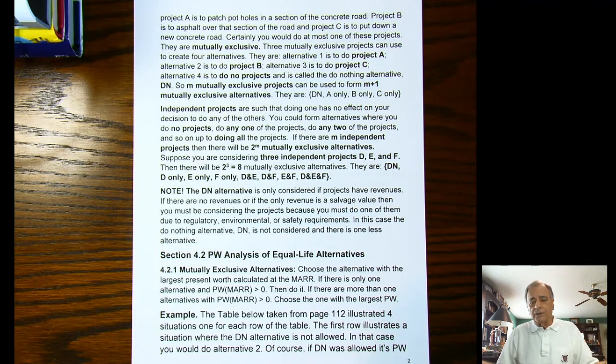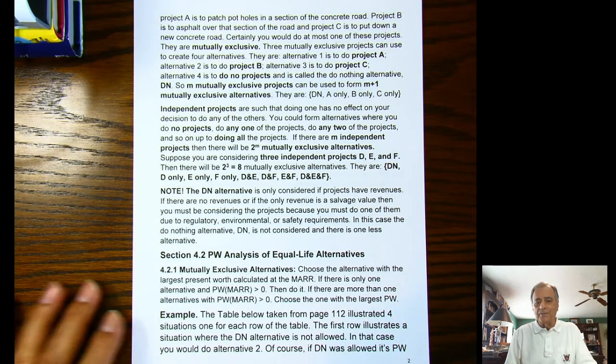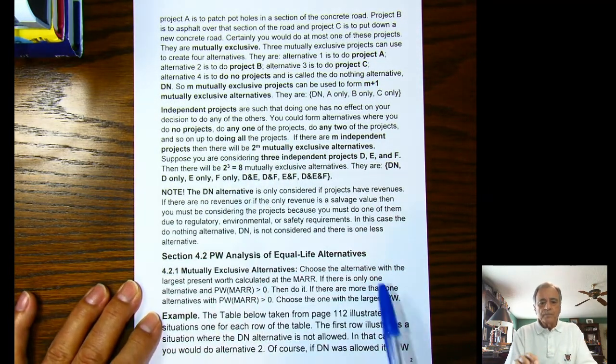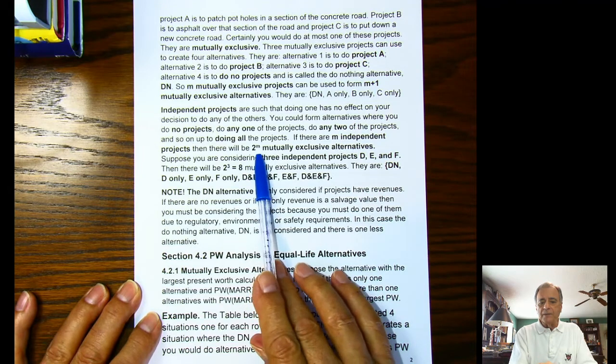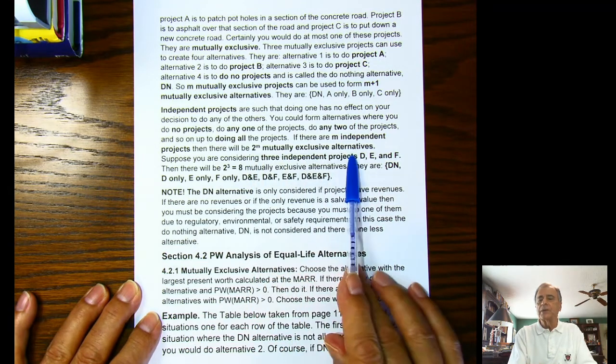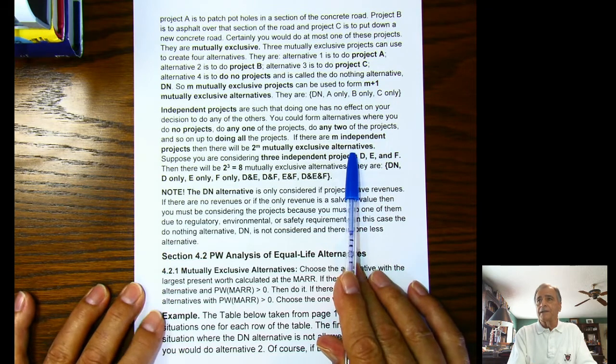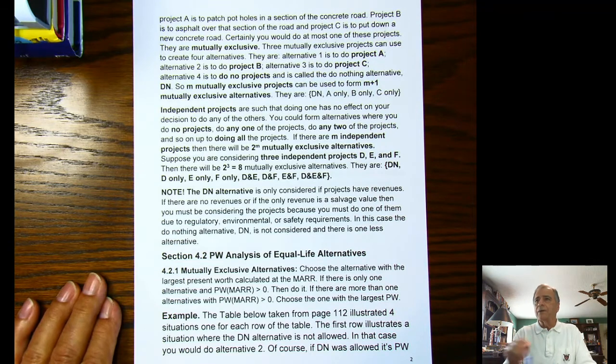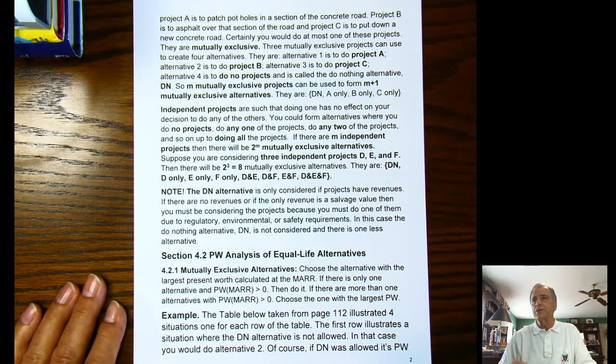Or you could do all 3 of them, or if there were M of them, you could do all M of them. So in that case, if they're independent, and there are M of them, there are 2 to the M mutually exclusive alternatives. That's a lot, okay? Because for every project, you can either do it or not do it, so you have 2 choices, and there are M projects, so that's 2 to the M power alternatives that you could form. So obviously, if M gets big, there's a lot of them, okay?